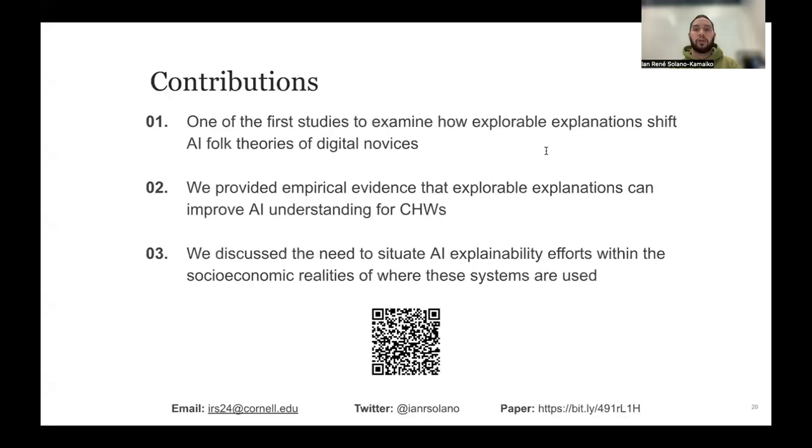And so in closing, I want to leave you with the main contributions of this paper. First is that we conducted one of the first studies to examine the role of explorable explanations in shifting AI-related folk theories of digitally novice end users. The second is that through interviews and with the design probe, we provided empirical evidence showing that explorable explanations can improve AI understanding for CHWs. And lastly, we discussed the need to situate AI interventions and efforts to improve AI understanding within the socio-cultural, political, and economic realities within which these systems are integrated.